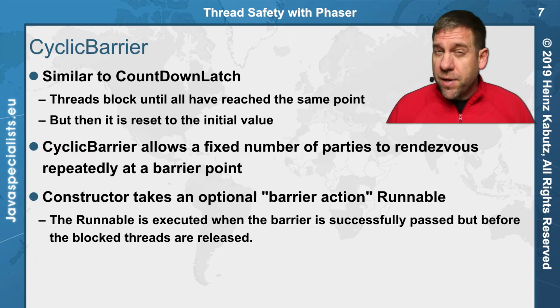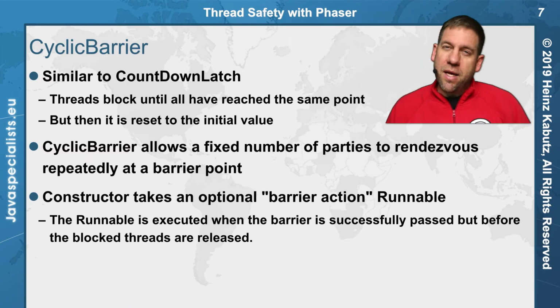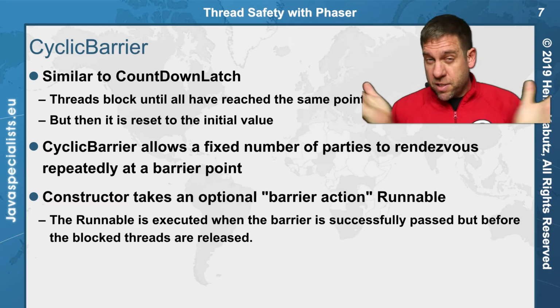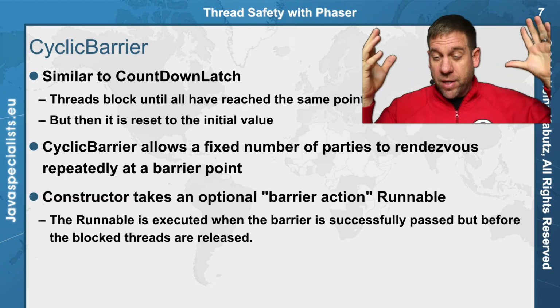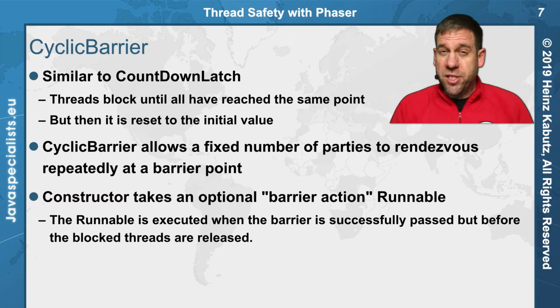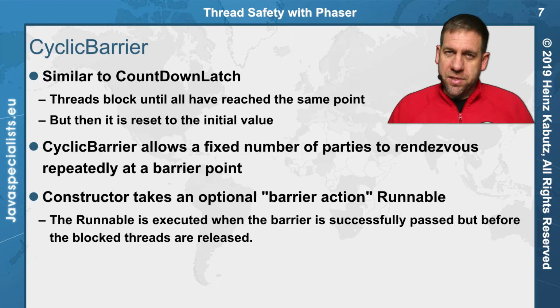Another class that's similar to Phaser is CyclicBarrier. This has also been with us since Java 5, so it's a very old class. The idea with CyclicBarrier is that a whole bunch of threads might want to rendezvous at a specific point. They've got 5 threads, and when everybody's at the same point, then they want to do something. For example, you can have a runnable that gets executed when they all arrive at the same point. So here you would simply call await, and they all wait for others to get to the same place.